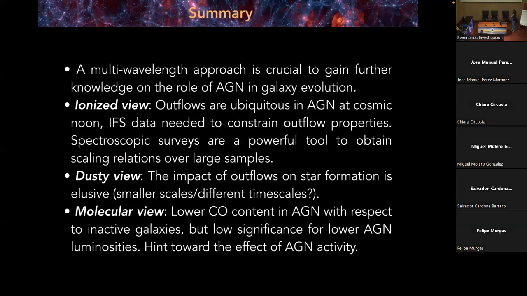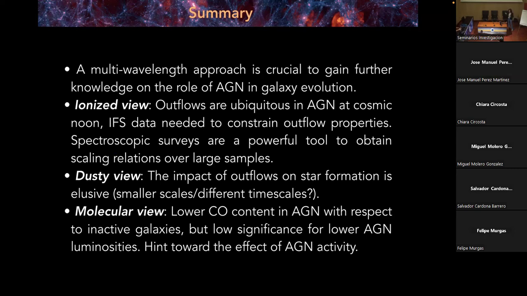Yes, so this brings me to my summary. I hope I showed you that a multiwavelength approach is crucial to gain further information on the role of AGN in galaxy evolution. From the ionized view of outflows, we saw that they are ubiquitous in AGN at cosmic noon, and we need integral field spectroscopy data to best constrain the properties of the outflows. However, to gain knowledge on statistical populations of AGN, we can exploit results from spectroscopic surveys.